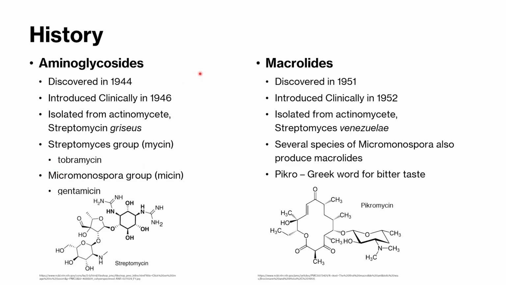In the macrolides, they were discovered just a couple years later, 1951, and then they were introduced only a year later. There is some conflicting information about when it was actually discovered versus when it was introduced, but this was fairly roughly accurate. We'll take it. You're not getting tested on it, so. And then they were isolated from the Actinomyces streptomyces venezuelae, and several species of Micromonospora also produce macrolides. So you can see streptomyces and Micromonospora produce both aminoglycosides and macrolides, which is awesome and crazy.